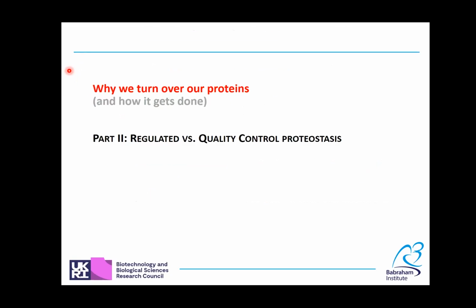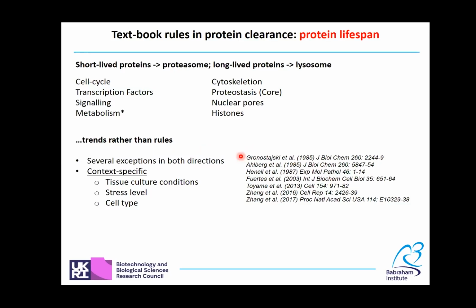And this is where we're really getting to, well, in the last 2 minutes, the headline of the talk, which is trying to think a little bit more about the whys. And for this, we need to talk about regulated versus quality control degradation. And so, as I said, when we're talking about this rule, we're mostly talking about the mature half-life of the protein. And when we understand turnover of the long-lived proteins, we're generally talking about turnover due to damage, due to things like oxidation, carbonylation, various other types of damage.